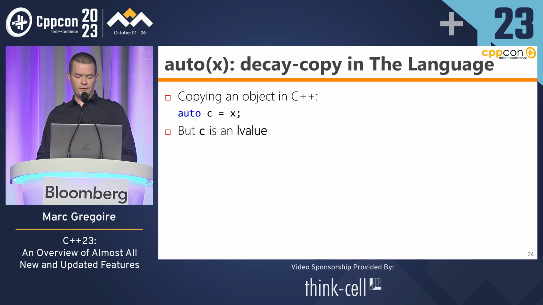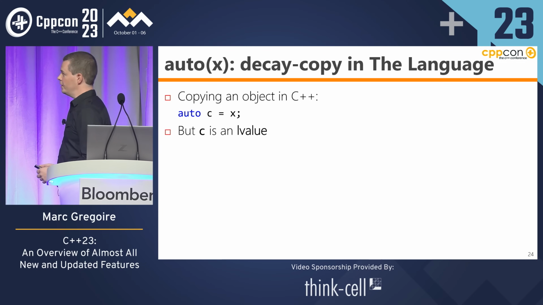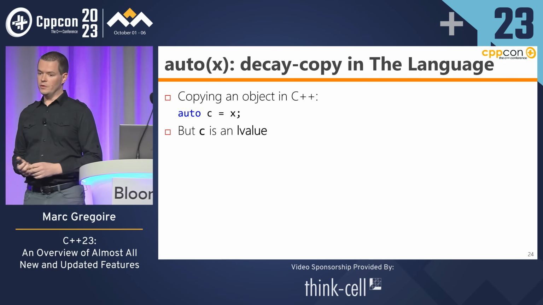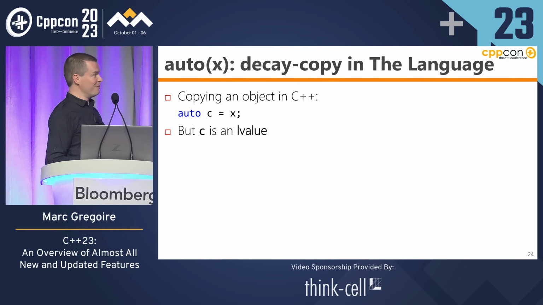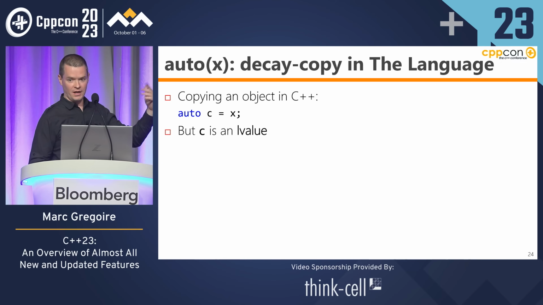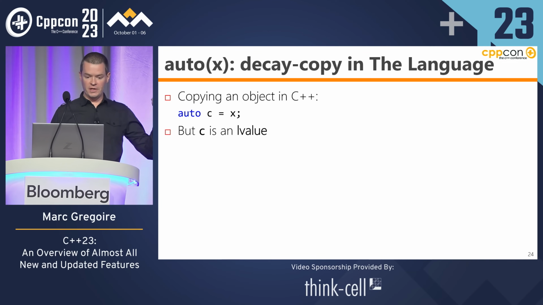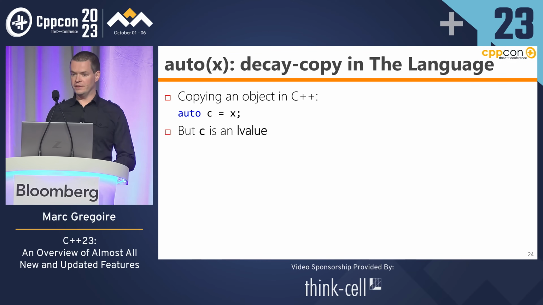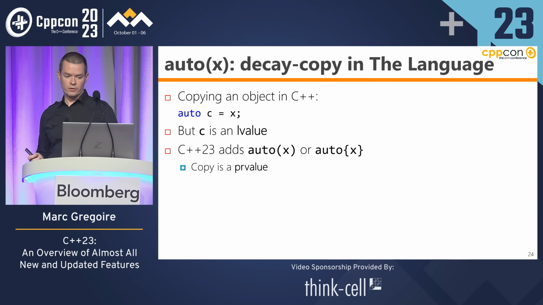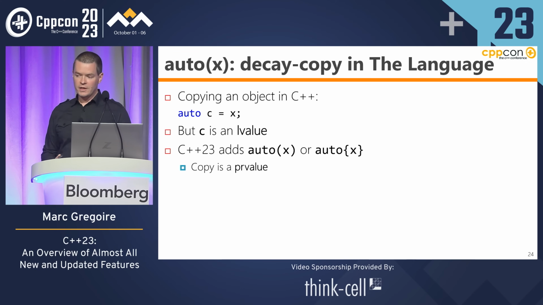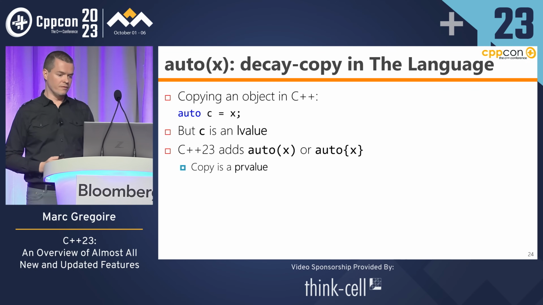So we now have something called decay copy directly in the language. Obviously, you were always able to make a copy of an object in C++. So here I have an object c, and I'm making a copy of x. But as written here, c is an lvalue. It has a name, so it's an lvalue. With this syntax, auto(x), you can use either parentheses or curly braces. You're also making a copy of x, but it is a prvalue.